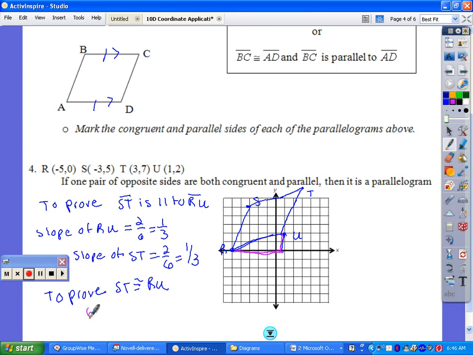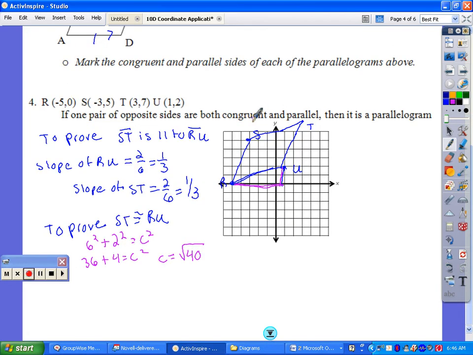So we're going to do 6 squared plus, and then up 2, 2 squared is equal to C squared, which is RU. And so then we get 36 plus 4 is equal to C squared, and C then is the square root of 40.